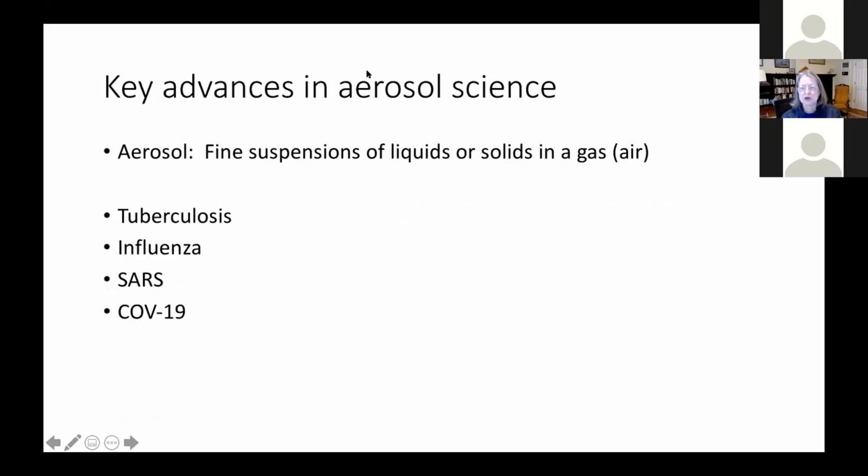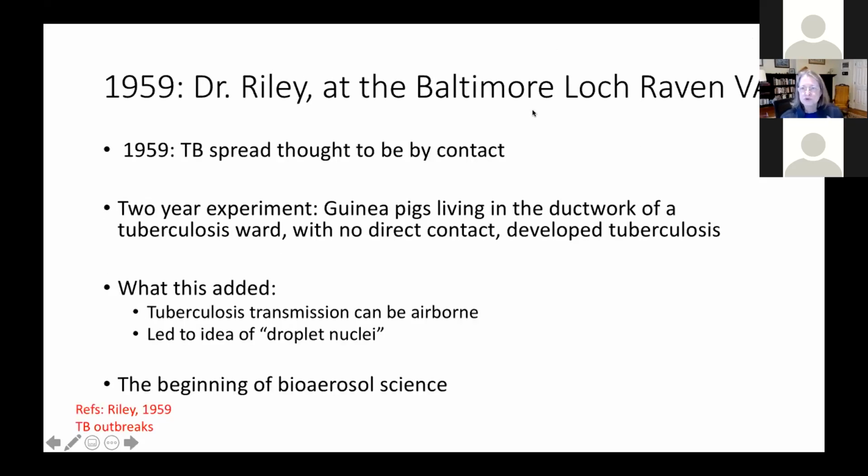So, 4 examples that we're going to walk through quickly. Dr. Riley in 1959 was taking care of wards of people with tuberculosis thought to be spread by contact. He thought maybe that it was in the air. And so he put guinea pigs in the ductwork of a tuberculosis ward. And the guinea pigs all developed tuberculosis, even though they were never handled, so there was no contact. And this was very important in our understanding that tuberculosis transmission can be airborne, and this idea of droplet nuclei, and really was the beginning of the current bioaerosol science.